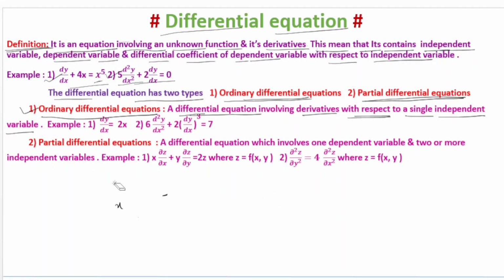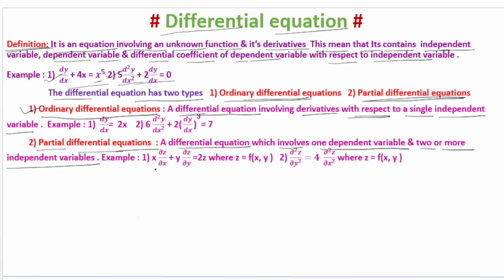Now next we discuss the partial differential equation. What does a partial differential equation mean? It is a differential equation which involves derivatives with respect to two or more independent variables. That is, any differential equation in which we take derivatives with respect to two or more independent variables is called a partial differential equation.